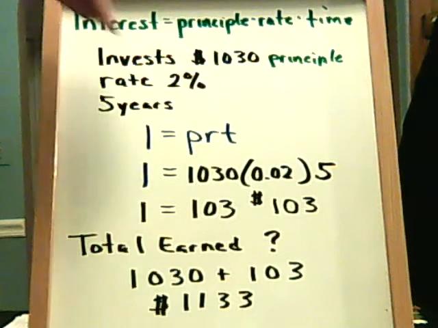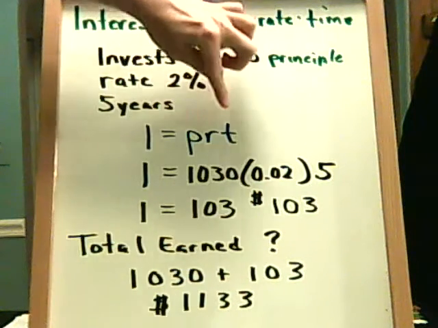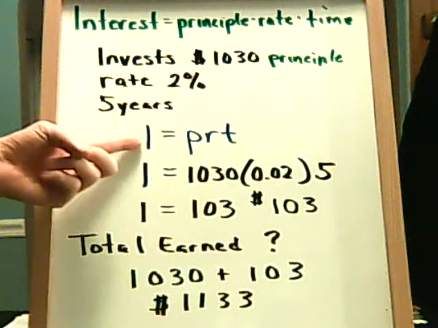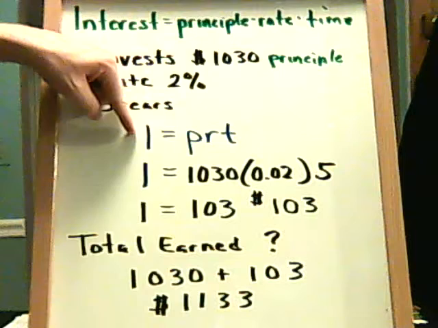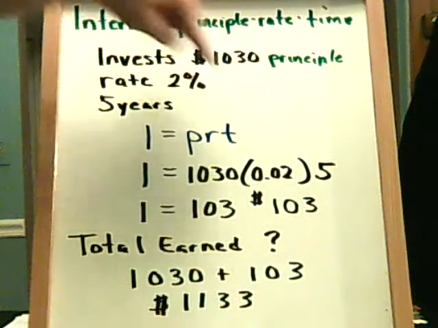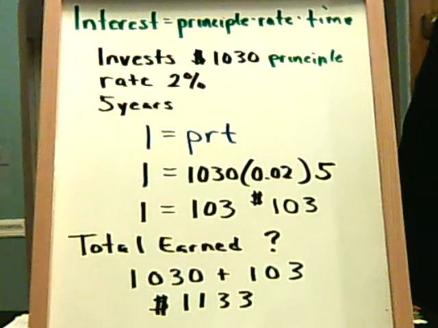But again, keep in mind, you have I equals PRT. They give you 3. You solve for the one that they didn't give you. They could give you I and P and R, and you have to solve for T. Any combination. They'll leave one out that they haven't given you, and that's the one you have to find.